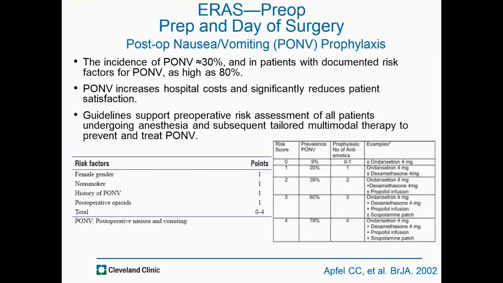And this here is a table using a risk-adjusted approach to prophylaxis, where each one of these risk factors, such as female gender, non-smoker, history of post-operative nausea and vomiting, the need for post-operative opioids, are all included as risk factors. And then based on these risk factors, you can come up with a score. And based on each score, you can add different interventions to reduce post-operative nausea and vomiting. For the highest risk patients, you want to include ondansetron or Zofran, Decadron, propofol infusion, and scopolamine patches. And with the propofol infusion, it's also important to limit the volatile anesthetics and use what's known as total intravenous anesthesia for the highest risk patients for postoperative nausea and vomiting.